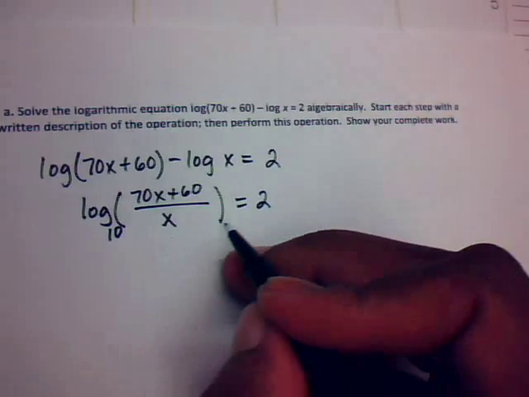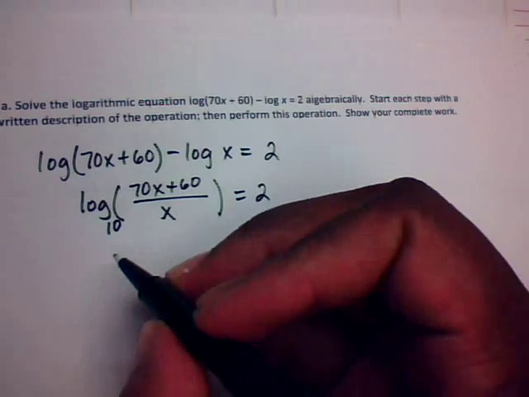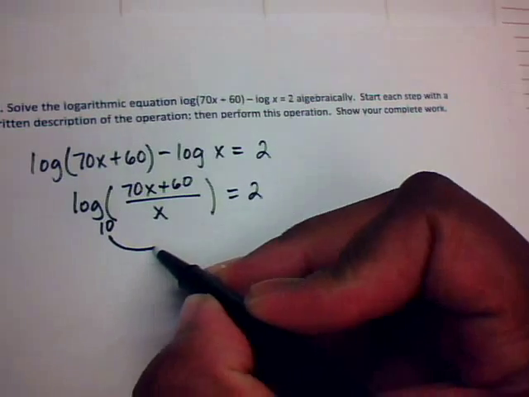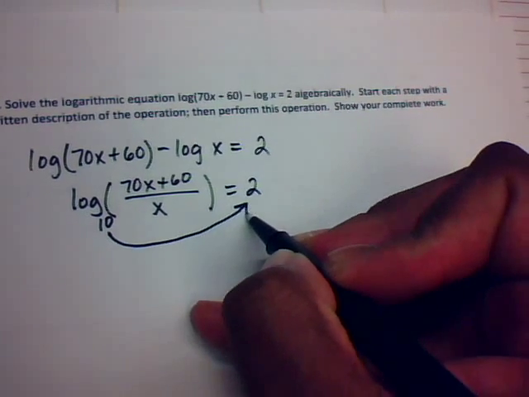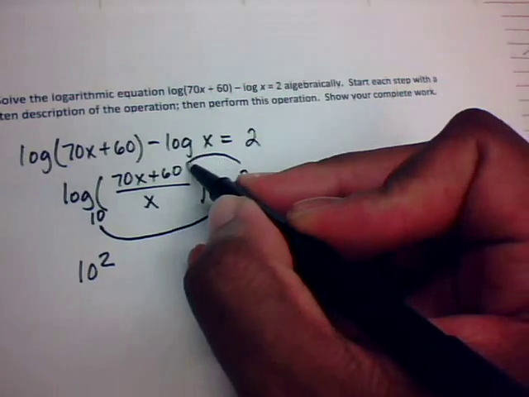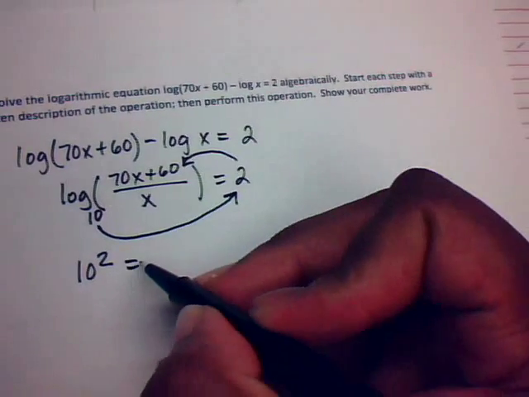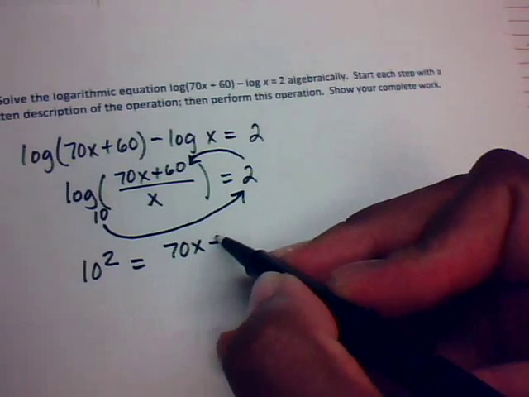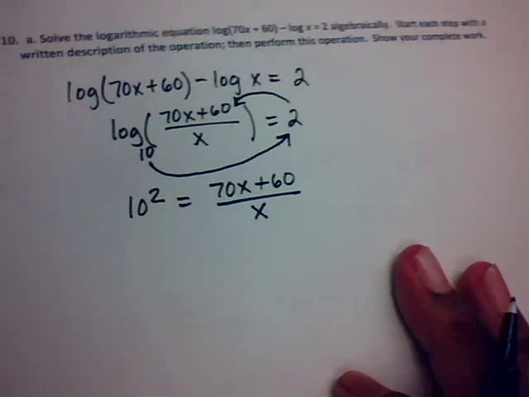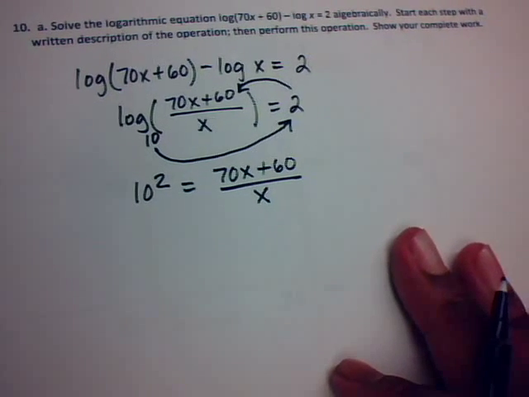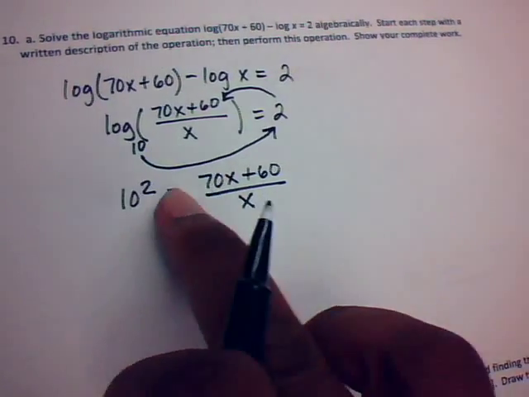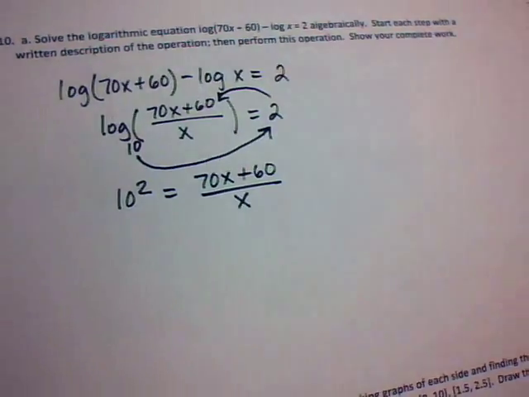We're going to convert this into its equivalent exponential equation. So here our base is 10. The exponent for the 10 will be 2. So it'll be 10 to the second equals this expression, 70x plus 60 divided by x. That's how we convert from a logarithmic equation to its equivalent exponential form.